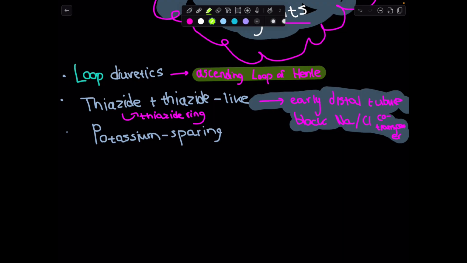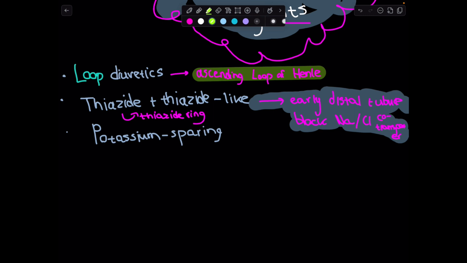So it's the specificity. So this is why they don't go to the loop of Henle, or is it also because they get produced very close to the distal tubule, that they act there? It's all about specificity, not location of production.